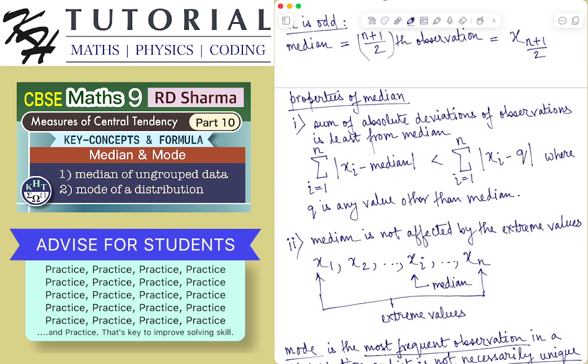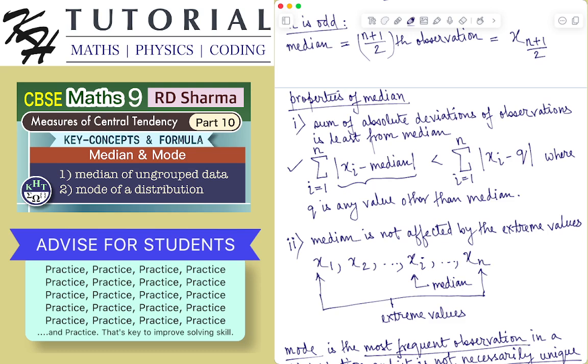Okay. Now a few properties of the median. The first property is very important: if you take the sum of absolute deviations of observations from any value, then that sum will be least if you are taking the deviation from the median. So this thing, summation of mod of xi minus median, means the absolute deviation of xi from the median. That's why we are taking the mod operator. Then I sum it over all the observations, so I have i equals 1 to n. This is the sum of absolute deviations of observations from the median.